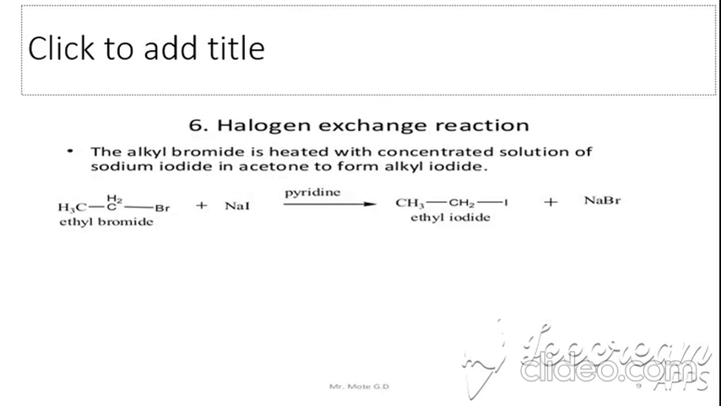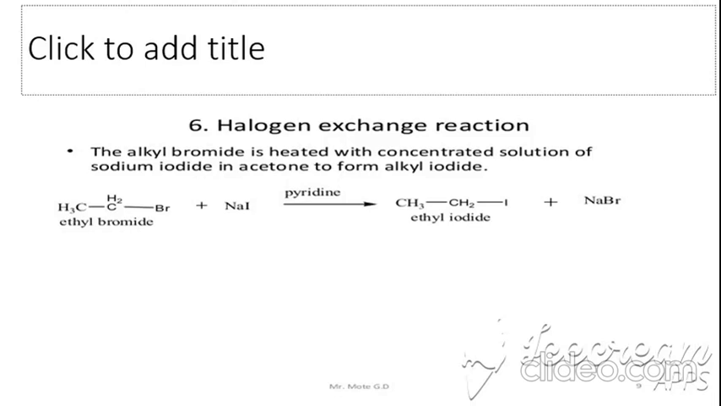Next, the most important method: mostly alkyl halide is prepared from the alcohols. The result of these reactions is that mostly alkyl halide is prepared from the alcohols. Reagents are changed: halogen acid, SOCl2 and PCl3, PCl5, all are used for the preparation of alkyl halide.